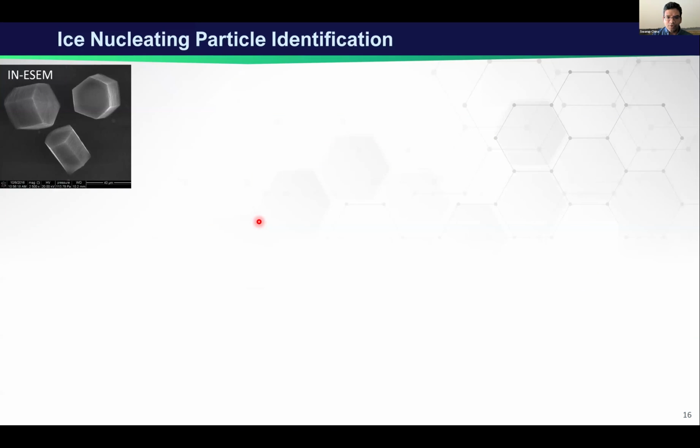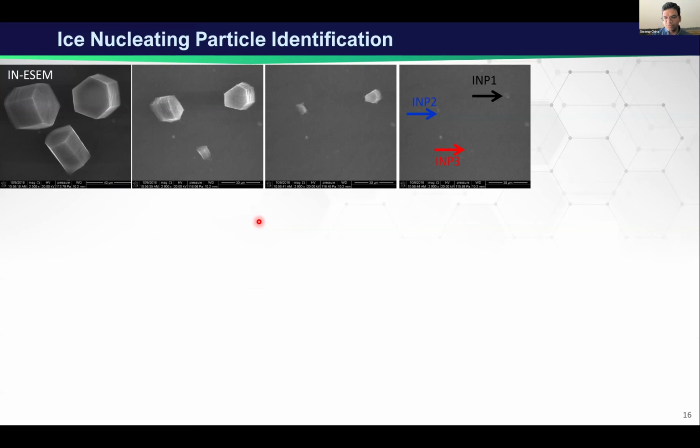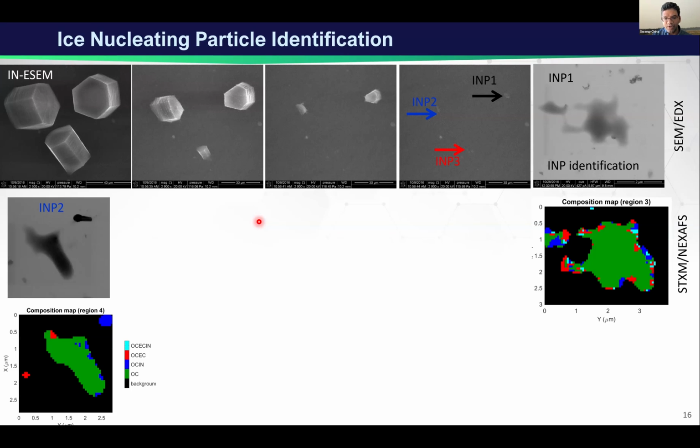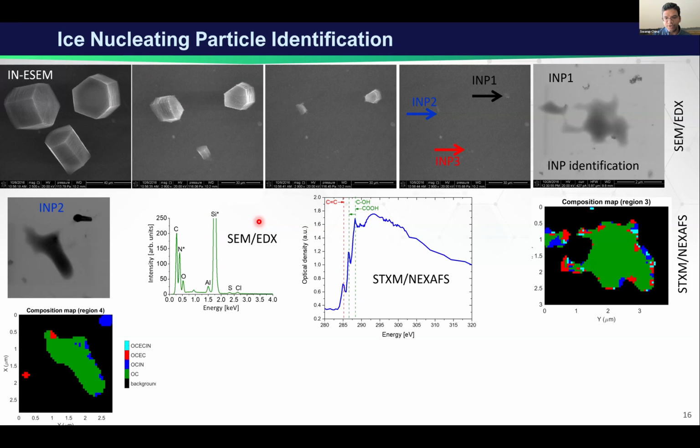And the very last one, I'll just briefly mention that we are also interested in ice nucleating particles. One challenge is identifying the ice nucleating particles. We're using, again, both SEM and STXM to chemically map those ice nucleating particles, because that's very important to understand, since these are very rare in the atmosphere.